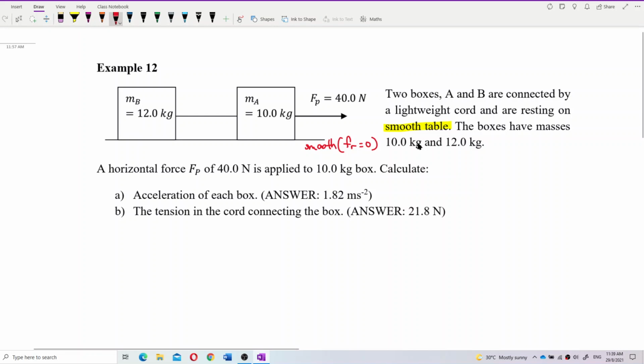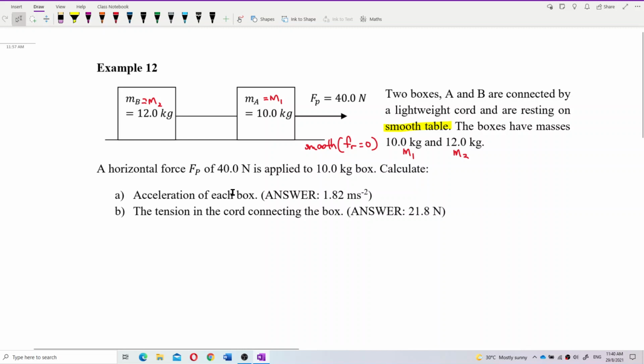This one is mass A. Mass A I put as mass 1, and mass B I put as mass 2. I like numbers better because numbers are easier to write compared to alphabets. So 10 kilogram is mass A, which is mass 1, and mass B is mass 2, 12 kilogram. They have the weight, and this is the external force, 40 Newton.